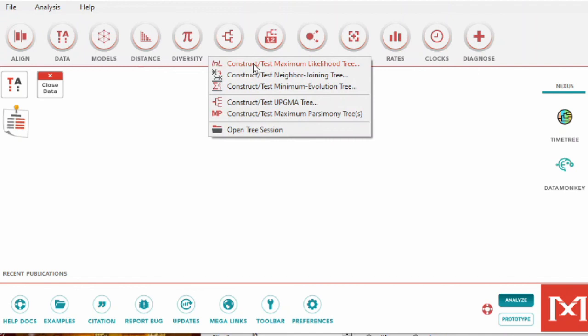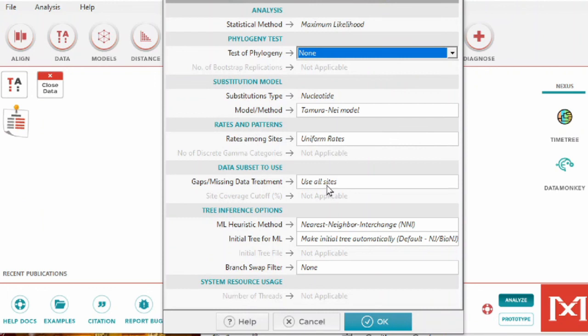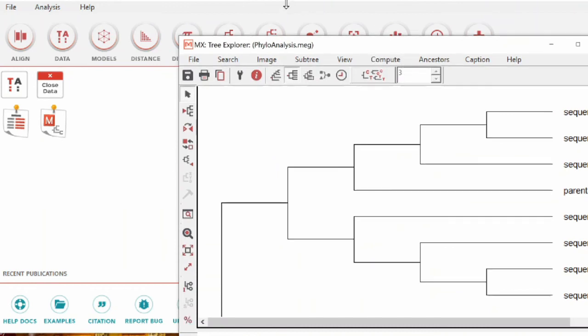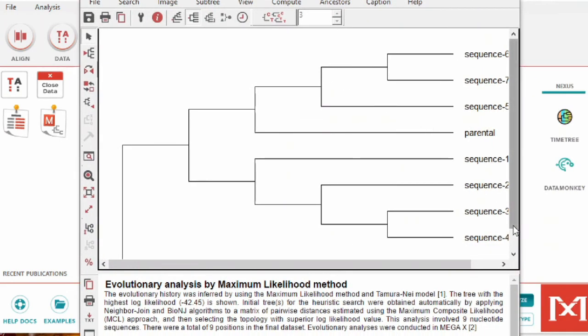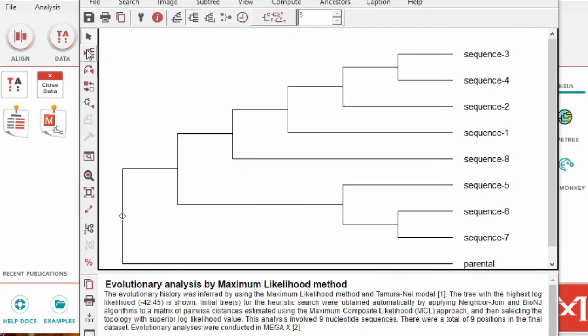So let's start with the maximum likelihood method. Here, I don't even need bootstrap. And I use all sites, including gaps. So here is the result. We identify our parental sequence here. Then I put the root at the parental sequence, because maximum likelihood trees are not rooted. So right here. Okay, so now my parental sequence is an outgroup for all of these sequences.